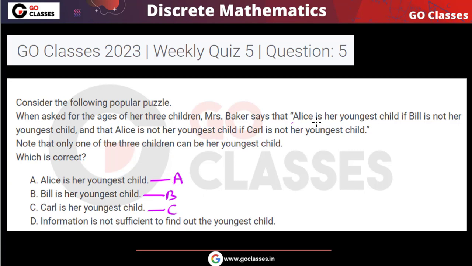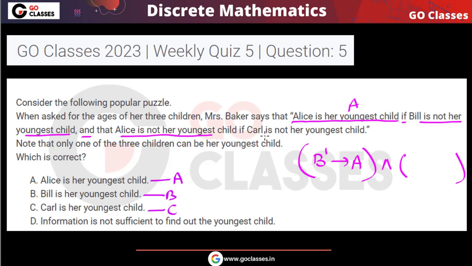Now, once I have created these three propositional variables, what is the statement of Mrs. Baker? Mrs. Baker is saying that Alice is her youngest child, which means A, if Bill is not her youngest child. So what does it mean? It simply means that B bar implies A. So A if B bar simply means B bar implies A. And Alice is not her youngest child if Carl is not her youngest child. It simply means that negation C implies negation A.